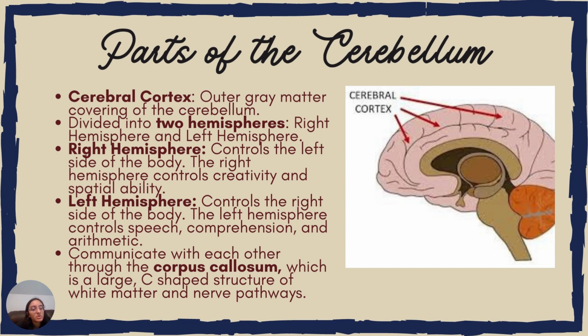These two hemispheres can communicate with each other through the corpus callosum, which is a large C-shaped structure of white matter and nerve pathways located over here.